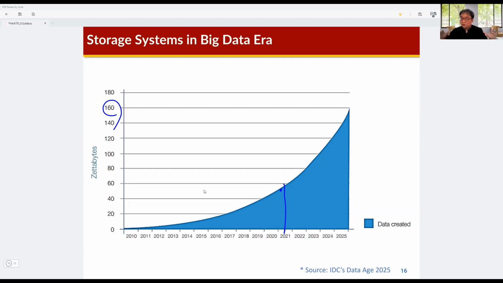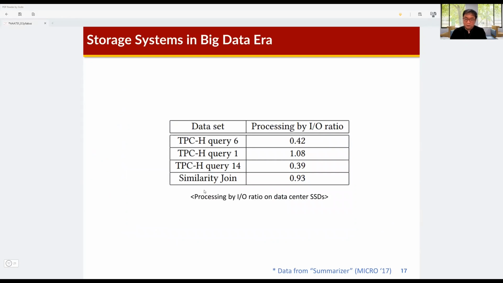And YouTube. Everyone in the world posts their videos to YouTube. So the amount of created data is very huge. So we live in the big data era, and in the big data era, the storage system is critical. So that's why we need to focus on the storage system.